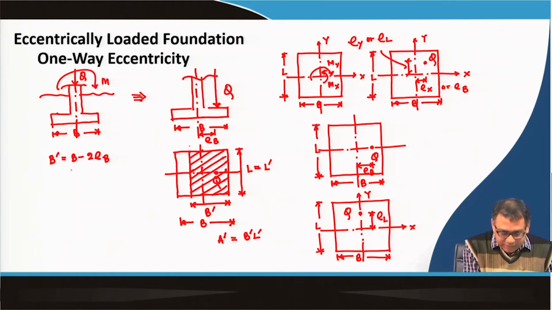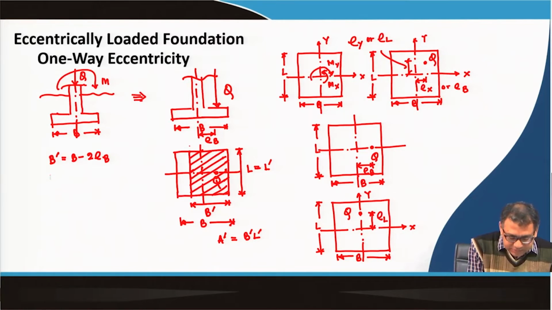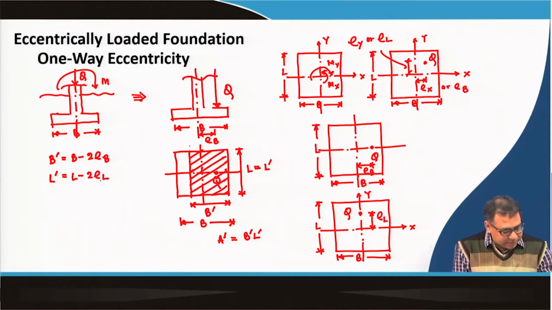So, now this is the one case. Now, if the loading is acting away from the center towards the length direction, because we are talking about one way eccentricity, in such case my L dash will be equal to L minus 2 E L. Okay. E L is again the same distance that I have discussed.